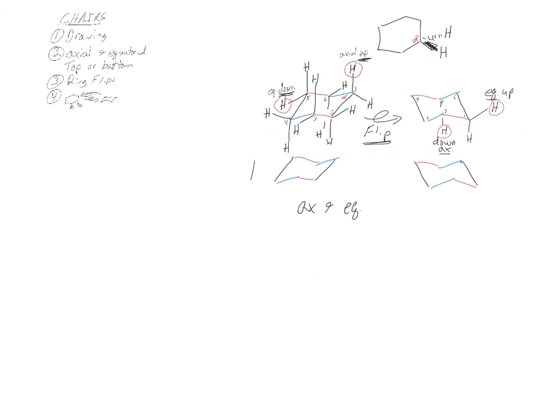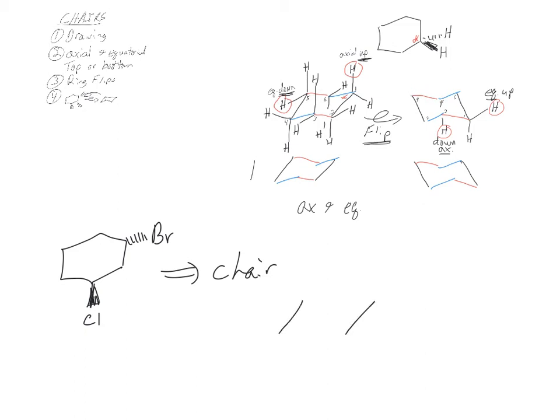So we know how to draw them. We practice axial equatorial. We practice some ring flips. Now let's see how it translates to an actual problem. So let's draw one out here where we have something that's here, something that's here. And the question then is, can we draw this into a chair? What's that going to look like? So again, practice drawing. Parallel line, parallel line, parallel line, parallel line, parallel line, parallel line. Not quite pretty, but close enough.